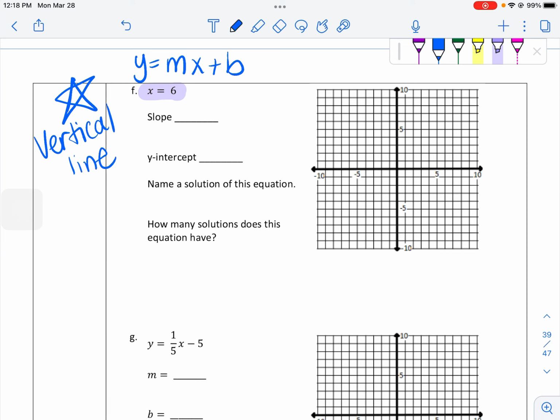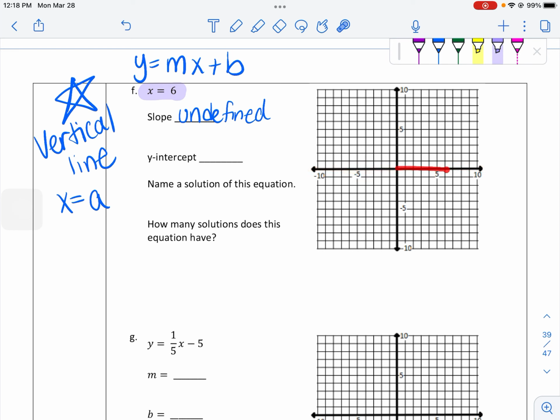Y is 0 this time. And it's x equals instead of y equals. So x equals some number, like x equals a, is a vertical line. Vertical lines have a slope that is undefined because it goes straight up and down. And it would be at where x equals 6. So this time we're looking at the x-axis. It's giving me an x-intercept.